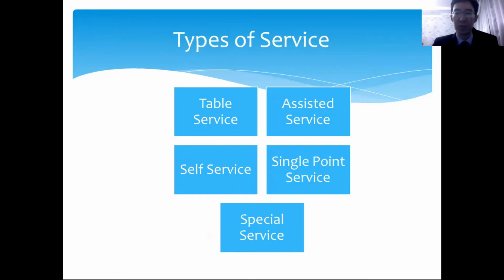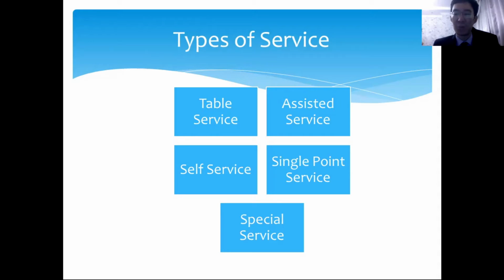Again, when it comes to the types of service, we have different types: table service, assisted service, self-service, single point service, and special service. Table service is basically the service that is common for the restaurant. The guest sits and the waiter goes around and serves in one place. Assisted service is the service that can be seen, for example, in places where you can take the food yourself, but there is a person who is going to assist you. For example, in hotels, breakfast is usually served in that way. You take whatever you want for breakfast, and then there is an additional server who asks if you want a coffee, and then he or she prepares that coffee and brings it to you. So that is a type of assisted service.